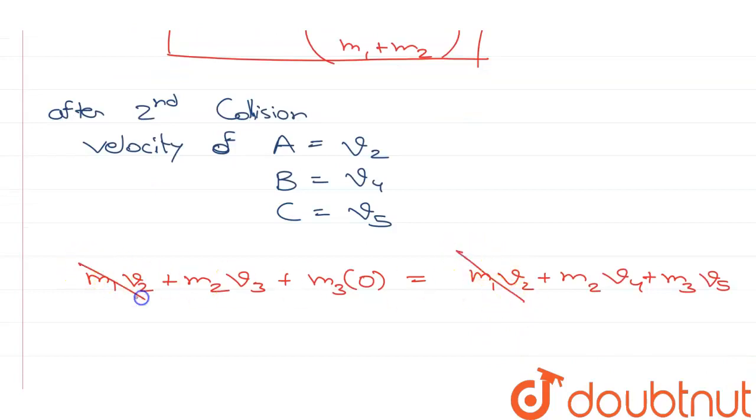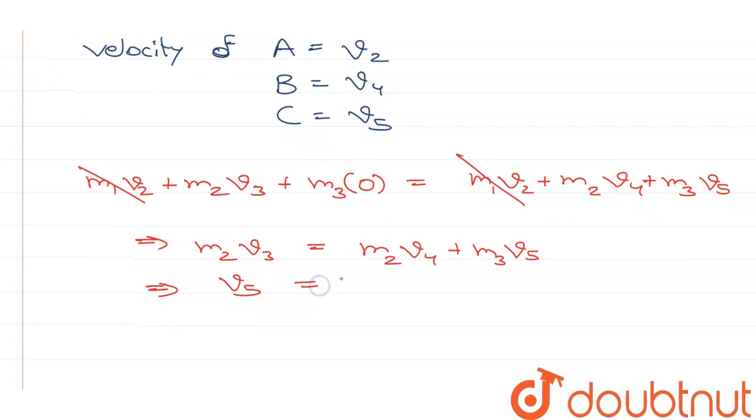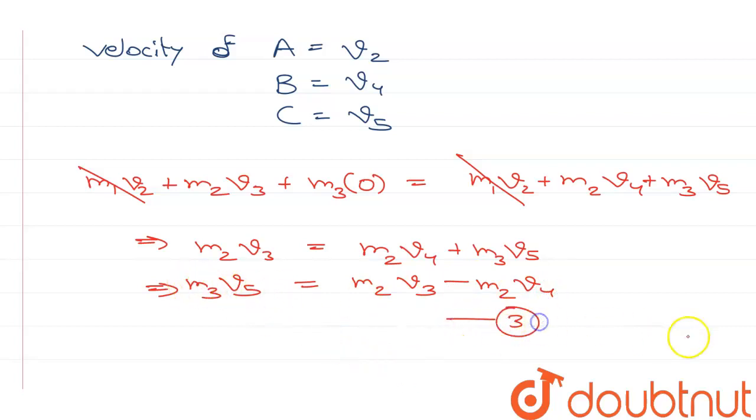So from here m1 v2 and m1 v2 get cancelled and we get m2 v3 is equal to m2 v4 plus m3 v5, which means v5 will be equal to (m2 v3 minus m2 v4) upon m3. Let's say this is equation number 3.